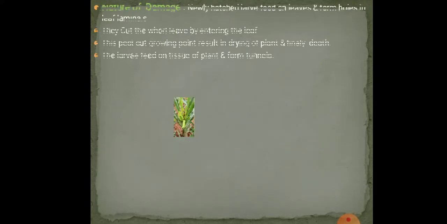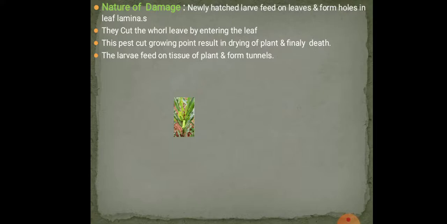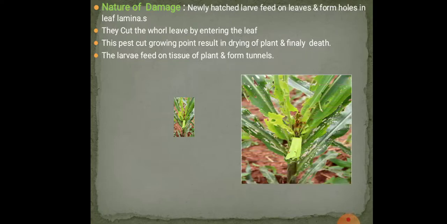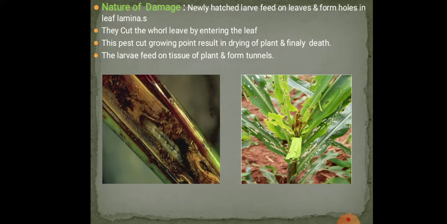Then we see the nature of damage and control measures. Firstly, the nature of damage. The newly hatched larvae feed on the leaves and form holes in the leaf lamina. They cut the walls of leaves by entering into the leaf. This pest cuts the growing point, resulting in drying of the plant and finally death of the plant. The larvae feed on the tissue of the plant and form tunnels. In this diagram we can see clearly how it damages our crop. The whole plant is damaged by this jawar stem borer.